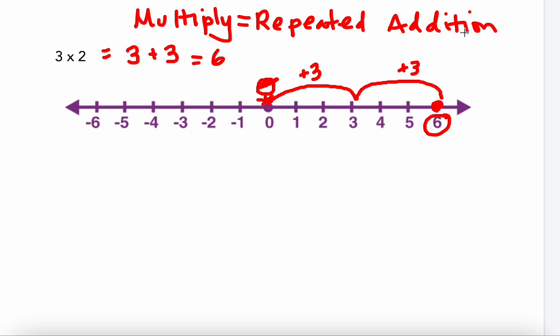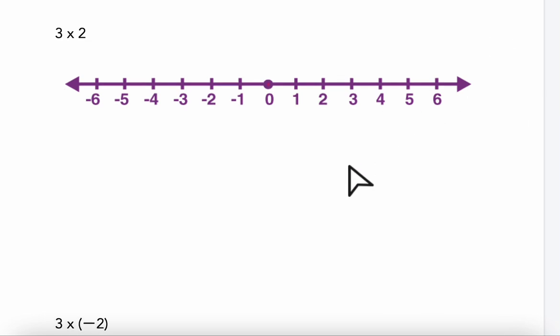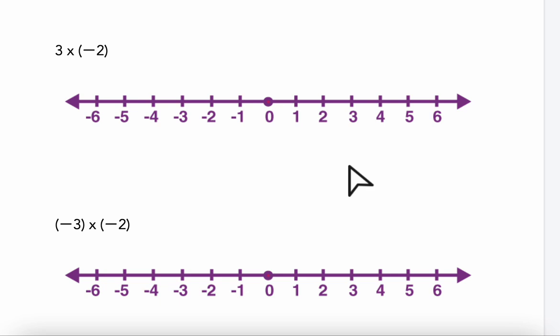Okay, the reason why we're using this person and jumping on the number line is because next we're going to talk about negative integers. So even though you know 3 times 2 is equal to 6, this number line is going to help you visualize what it looks like now when we have negative integers. So let's take a look at that example. Let's take a look at 3 times negative 2.